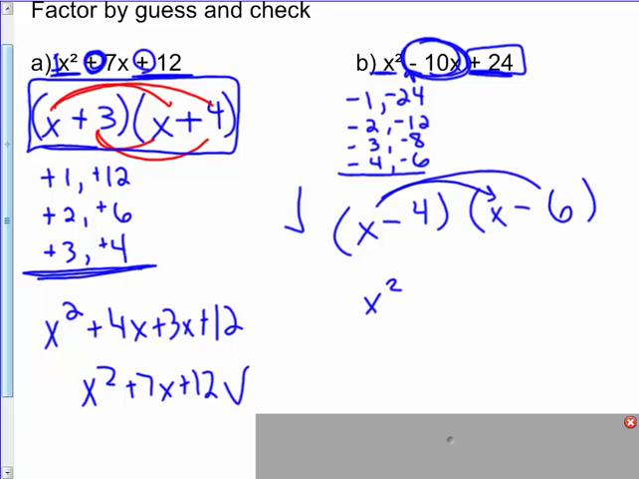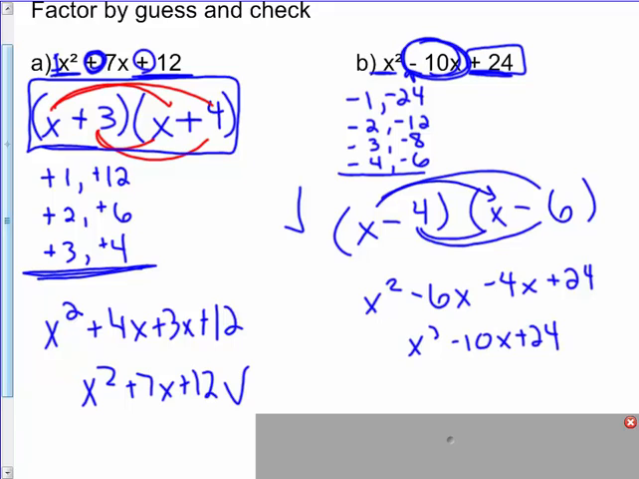I'm going to go ahead and check my answer just to make sure again. So I have x squared minus 6x minus 4x plus 24. Notice my middle term becomes a negative 10x. So we are correct here. The answer is x minus 4 and x minus 6.